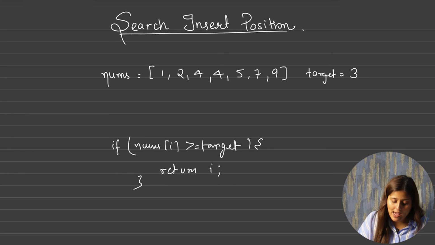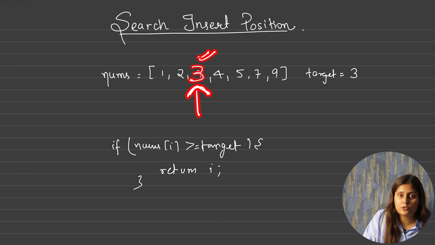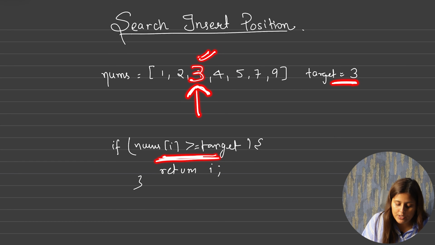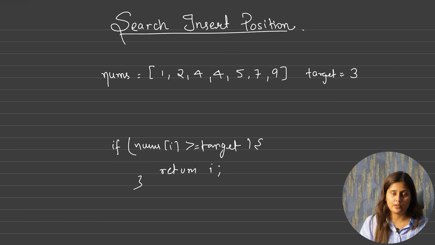Yes. But why have I used this equal to operator? Because the question said, even if you found the same target value present there, we have to send the same index. So if it was 3 and target is also 3, we can say that if target and nums of i are the same, then we have to return the same index. That is why I have put the greater than or equal to operator. So hence if we found this, we will return this.